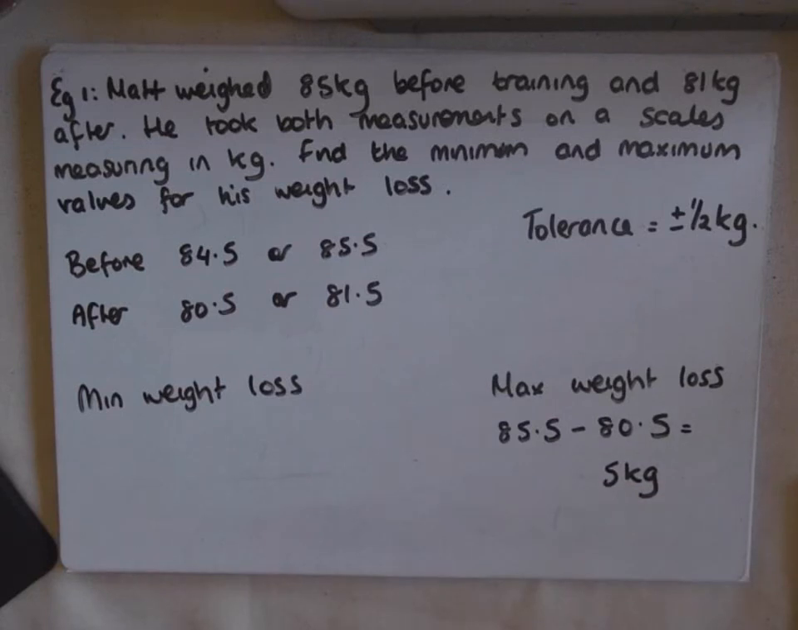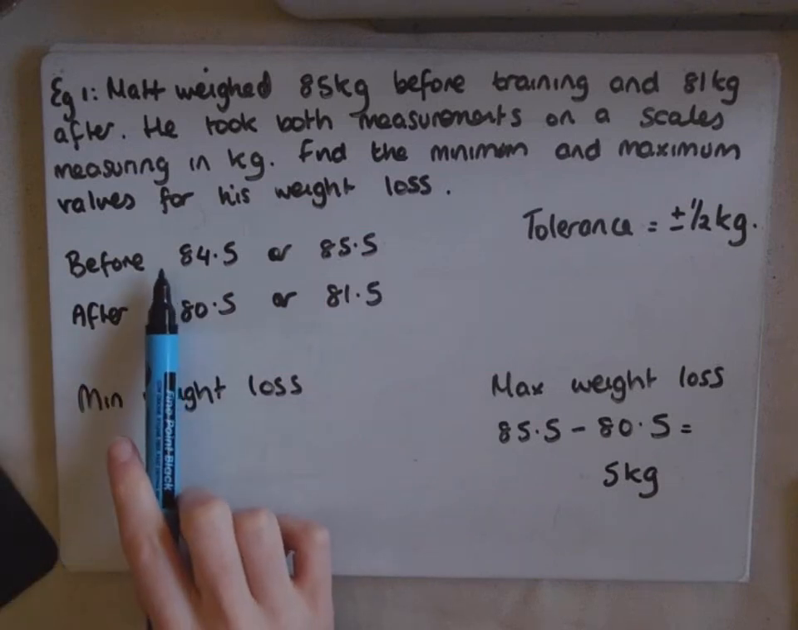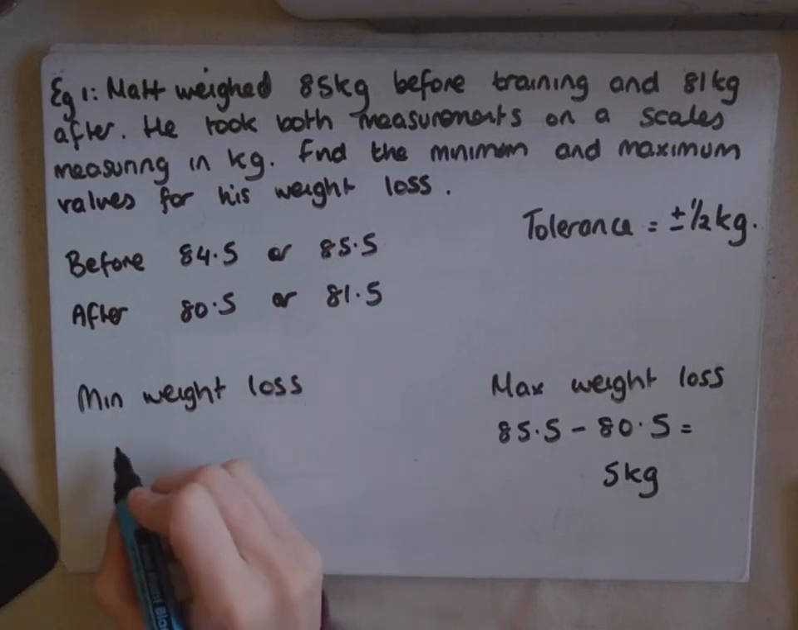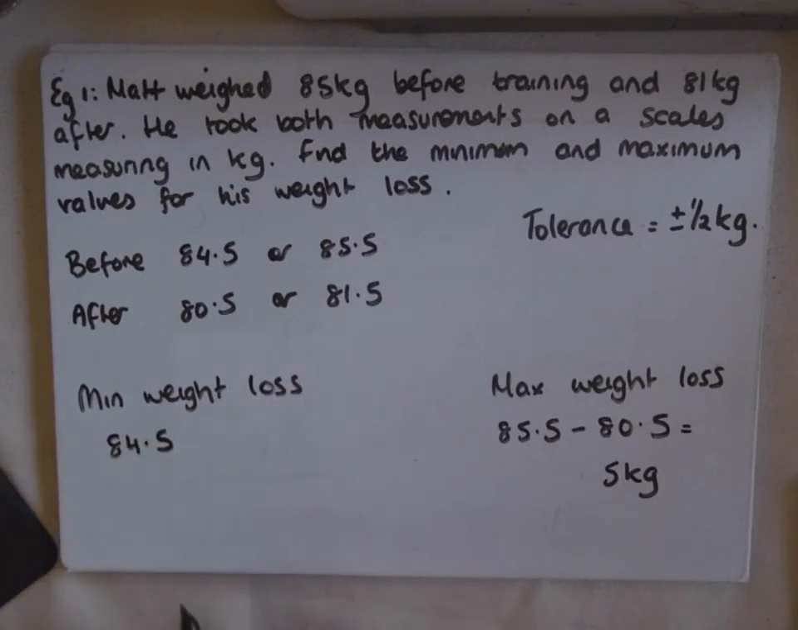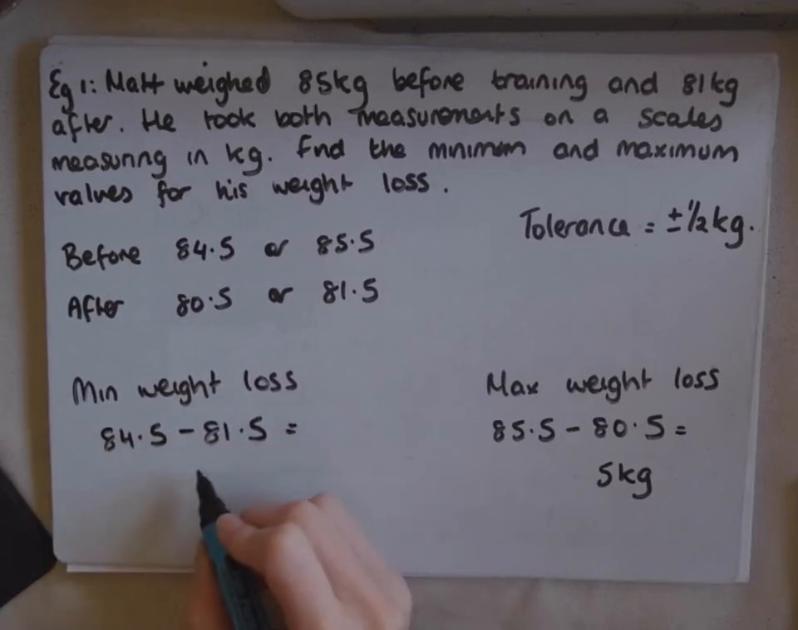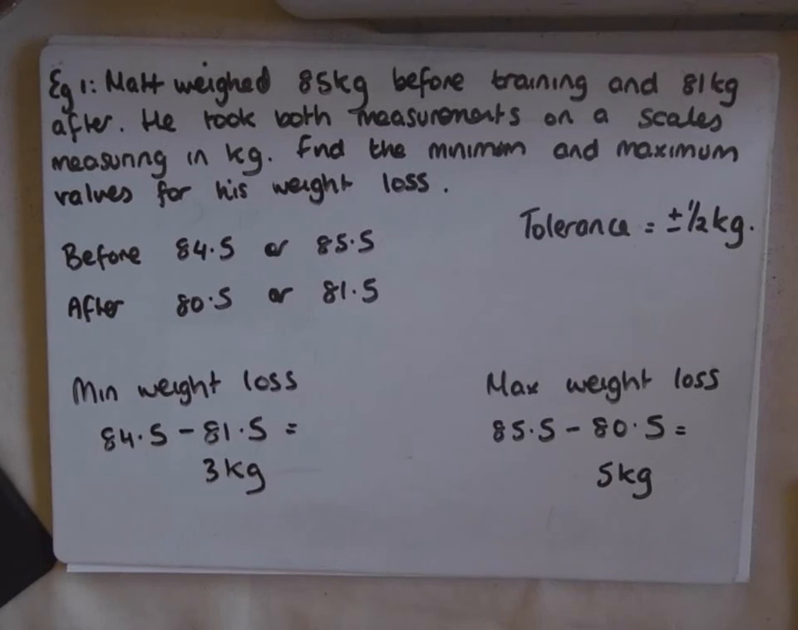The minimum amount of weight loss, we'd want him to be the lightest before, and the heaviest after, because he's going to lose the least amount then. So it would be 84.5 before and 81.5 after. So that's 3 kg. So there you have your min and your max values for his weight loss. Is that okay?